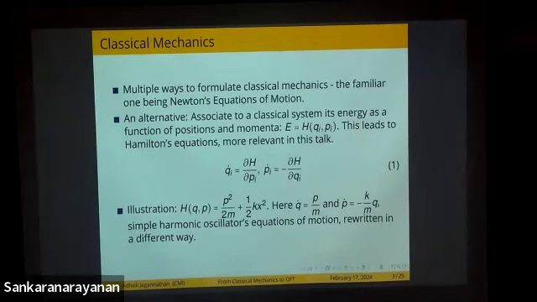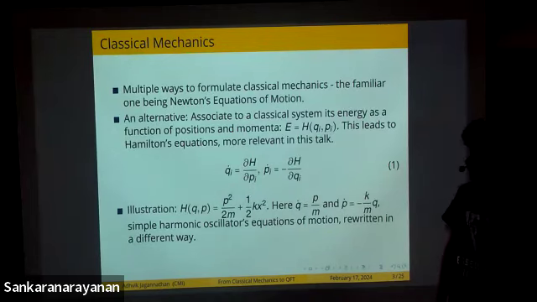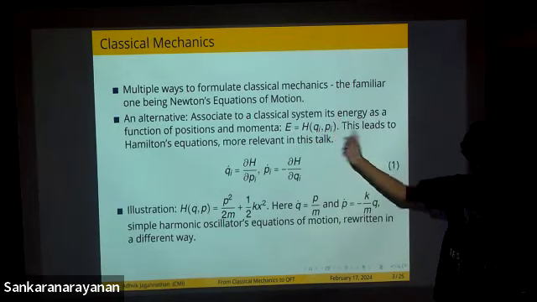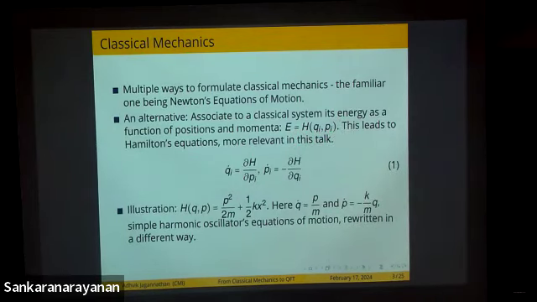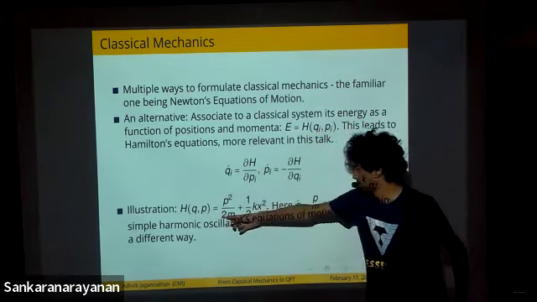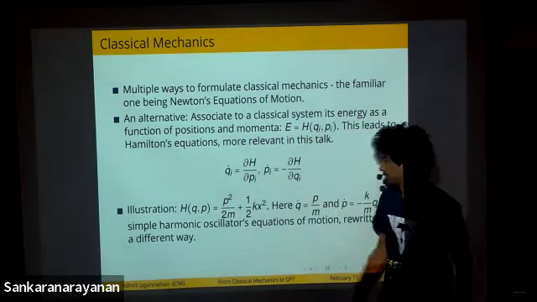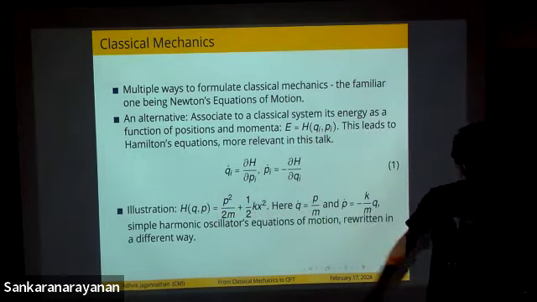Right. So there are multiple ways to formulate classical mechanics. I think the most familiar way is Newton's laws and his equations of motion, with the three laws. But there's this other formulation known as the Hamiltonian formulation, which I'll just briefly go through. So you express the energy as a function of the positions and momentum of each particle. Say, for example, for the harmonic oscillator, the energy is equal to p squared by 2m plus half kx squared. The kinetic energy plus the potential energy.